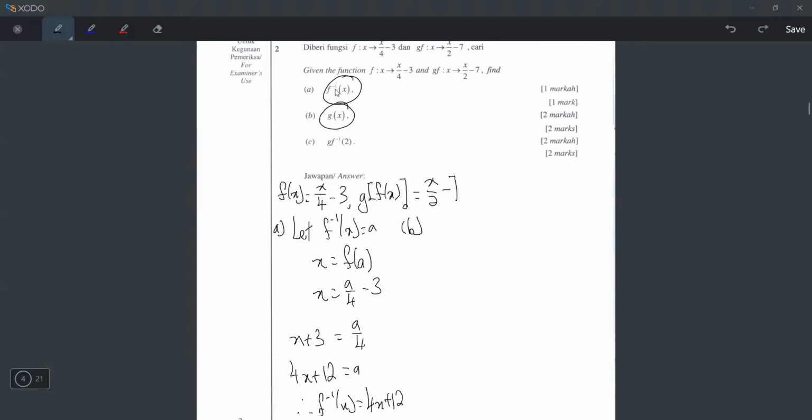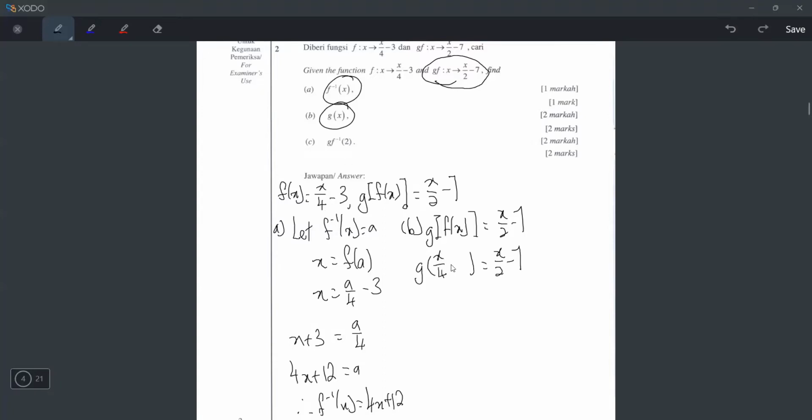All right, let's continue with question B. B, they want you to find gx. Okay, I think I will use this info now, right? Because they want to find gx now. So what you do is you start from the composite. So g big bracket fx equals to x over 2 minus 7. And you look at what's inside the bracket, right? Because you always do inside bracket first. And inside the bracket is fx. And do you have fx? Yes, you have. You just now found it. Where is it? Yeah, up here, x over 4 minus 3.